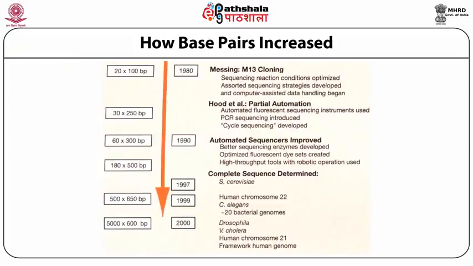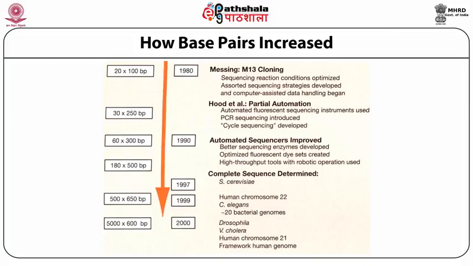So here we can see the number of base pairs are increasing and how they are increasing. In 1980, it was Messing who cloned the DNA in the M13. So cloning vectors were used for cloning and subsequent sequencing of the target DNA. Here in 1980 only, the computers were used for the analysis and storage of DNA sequence data. So here we can see the number of base pairs are increasing. It is 20 into 100 base pair, then 30 into 250 base pair.